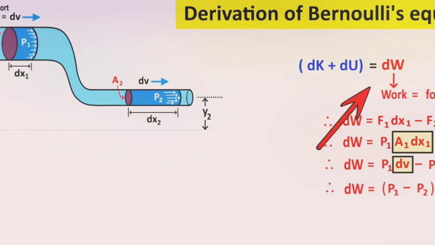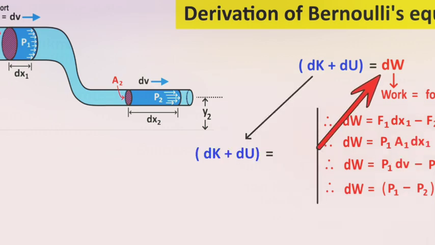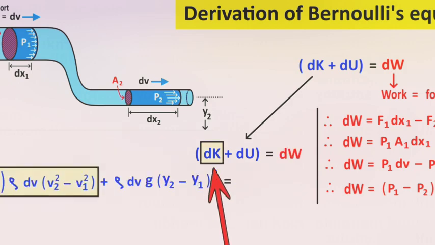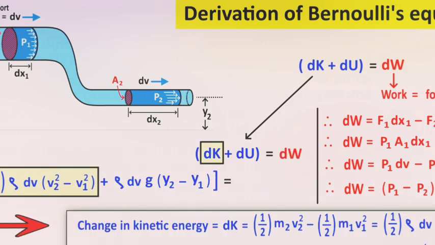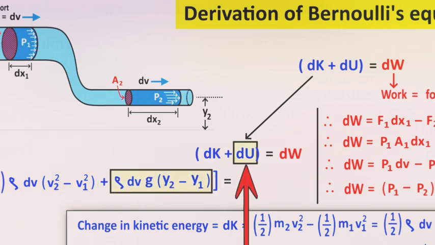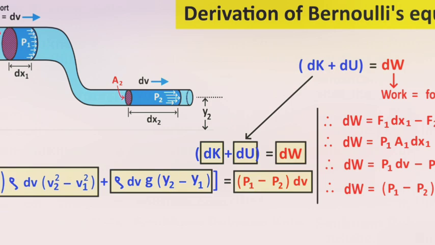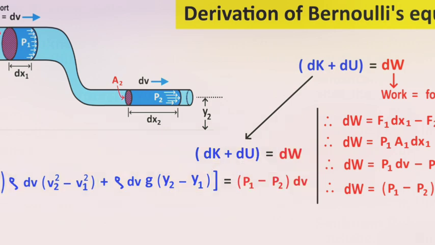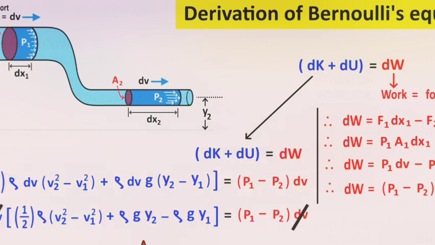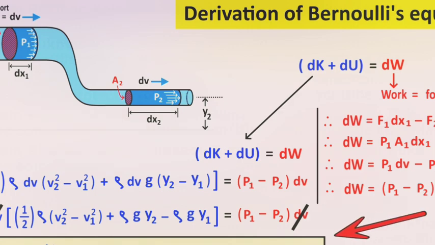This simplifies the left side of the work energy formula. Now we have to address the right hand side of this equation, where the change in kinetic energy of the fluid is given by this equation and the change in potential energy is given by this equation. So I will substitute all the obtained values in the equation, and after rearranging the above equation, we will get Bernoulli's equation.